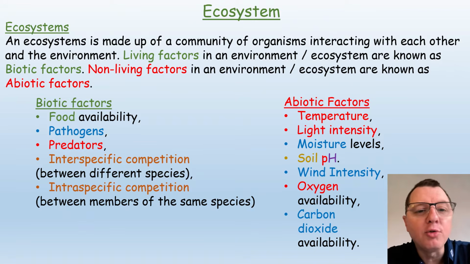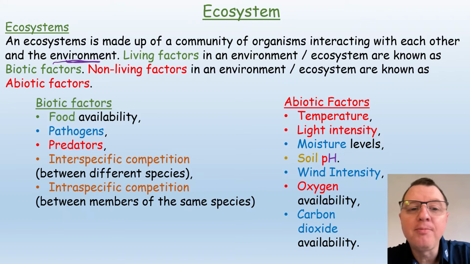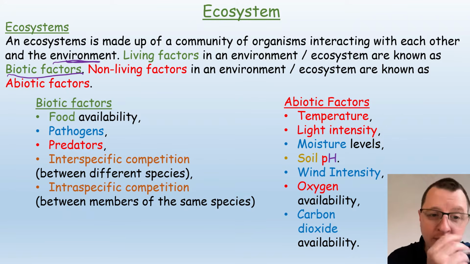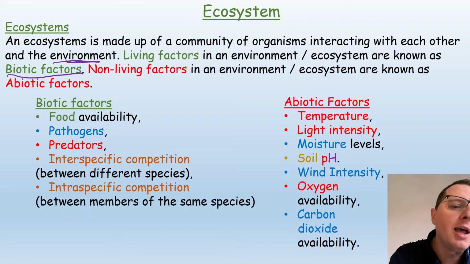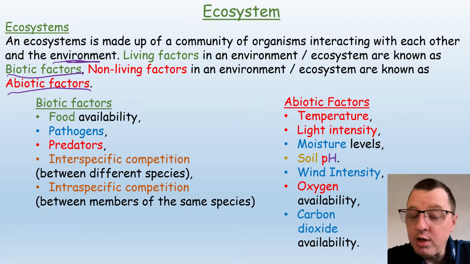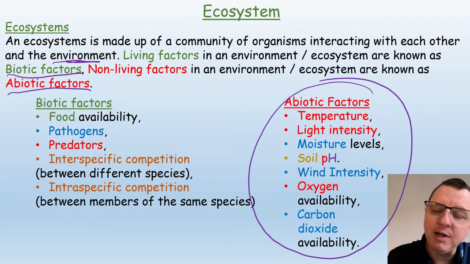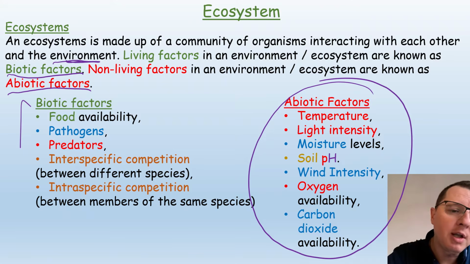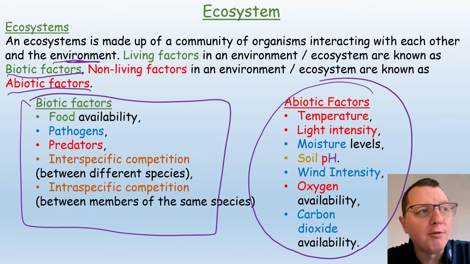So as we've just said, an ecosystem is made up of a community of organisms interacting with each other and the environment. Now, living factors in an environment or an ecosystem are known as the biotic factors, and the non-living factors are known as abiotic factors. So we're going to go through a list now of all the abiotic factors within the environment that can affect a population size, and we're going to briefly explain how these abiotic non-living factors can affect the ecosystems and the communities and populations that live in there. And then we're going to have a look at the biotic factors and how they can affect population sizes within the ecosystem as well.